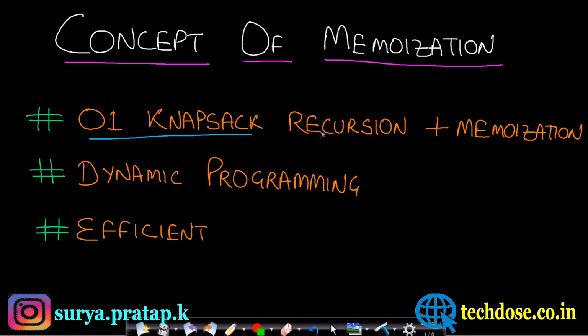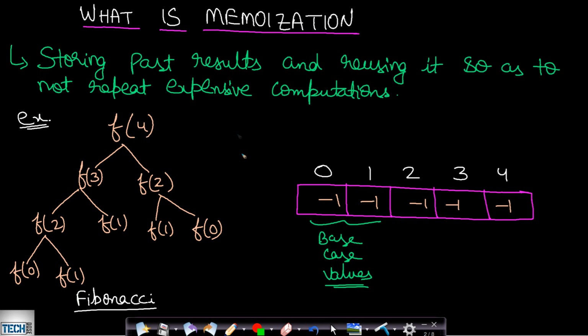In this video we will see the concept of memoization using the 01 knapsack, and we will be solving it by using recursion plus memoization, which is a dynamic programming technique, and obviously this will be much faster as compared to your recursion method. So let us first see what is memoization. Well, storing past results and reusing it so as to not repeat expensive computations can be called as memoization.